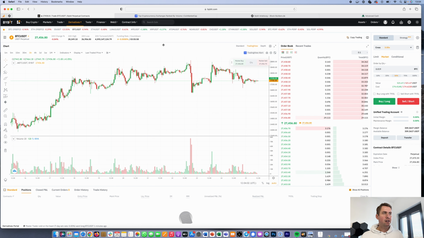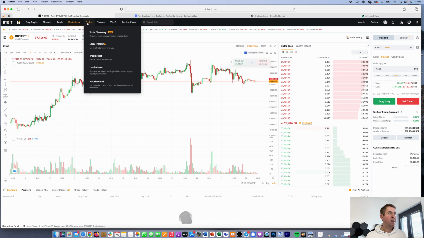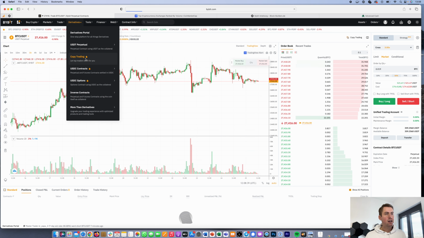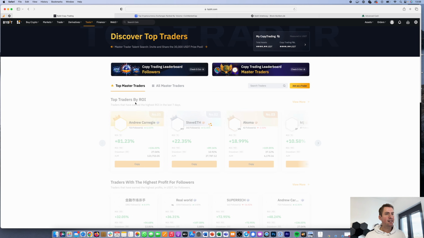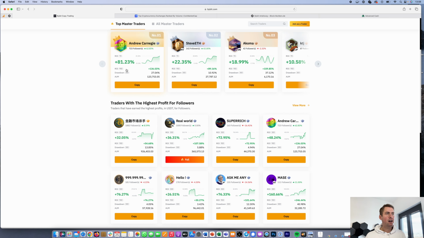So that's basically futures trading on Bybit. There are a lot of other things you can do on Bybit. So one thing I want to show you is copy trading. So you can basically click here and then you can see other traders. You can see how successful they were and their return on investment for the last 7 days in percent, how much money they have under management, or how much money people invested in trading there. You can see how much they basically went down during that time with their position and so on. And you can just click copy here.